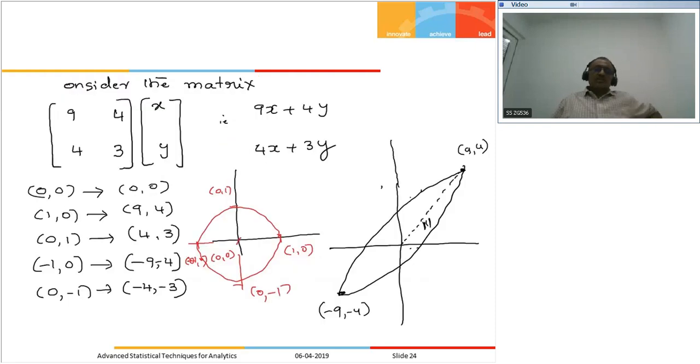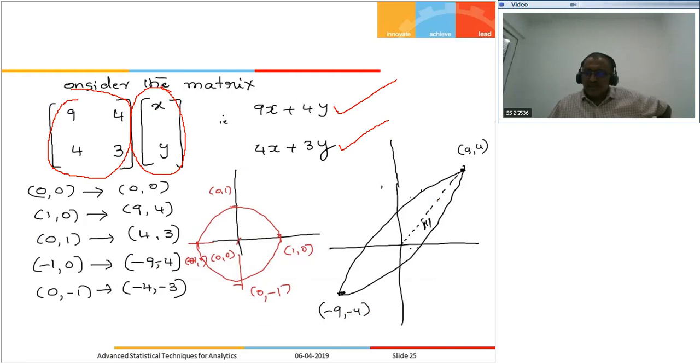Now the simple example I have taken is, suppose I take a matrix 9, 4, 4, 3, and suppose I take x, y. Literally what happens here? If you see, this transformation is nothing but 9x plus 4y and 4x plus 3y, right? I'll come to the point x.